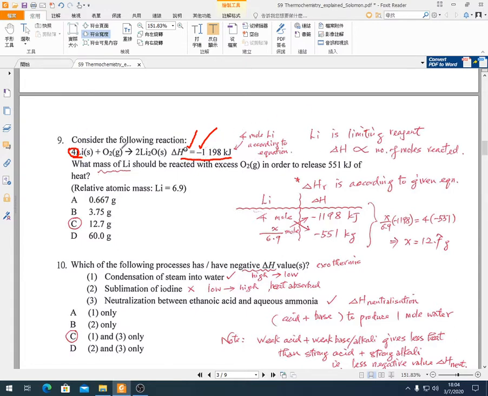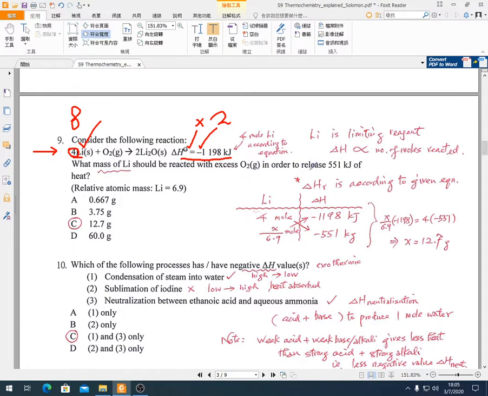Now this is called a thermochemical equation. Everything is in direct proportion. It means 4 moles of lithium will give minus 1198 kilojoule. If you have 8 moles, then you have to multiply that by 2. So in the equation it is 4 mole and it is 1198. Then we can do a direct proportion. We use cross multiplication.